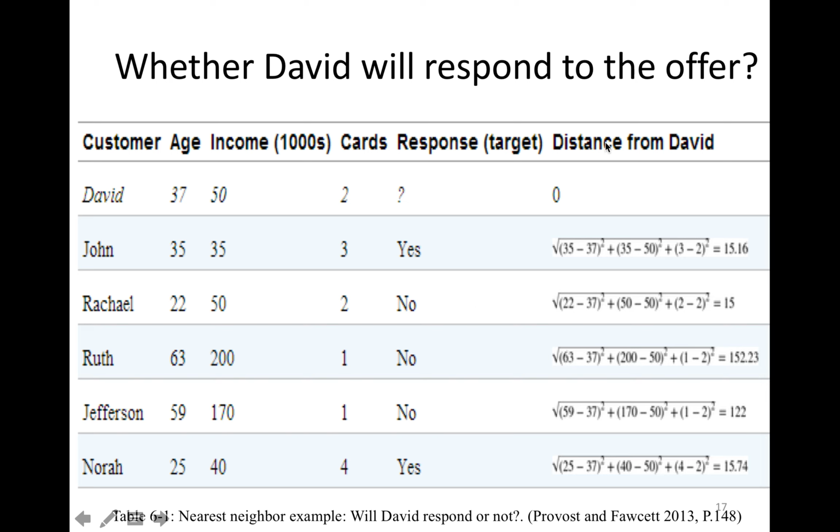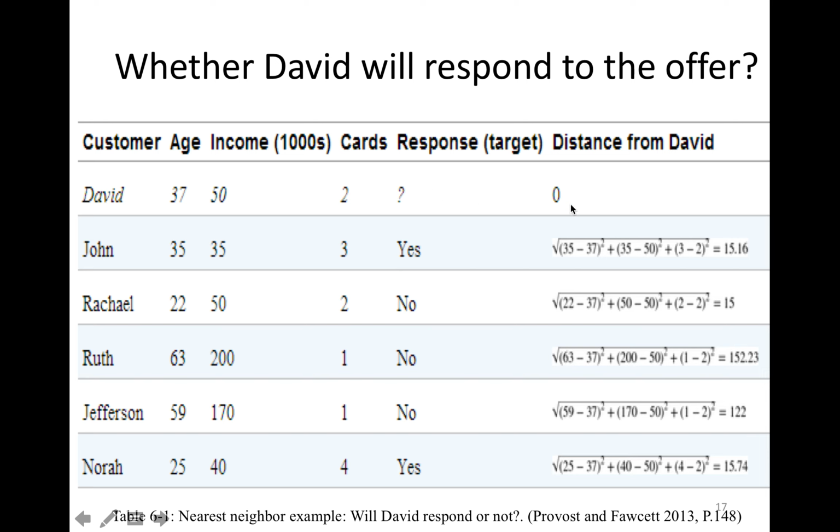type of banking offer. So now the focus is the new instance, David. You can assume this could be a new instance. David's age is 37, income is 52, and cards is 2. Because this is a new instance, we don't know David's response. Or we can assume David is a testing instance, and we're just hiding the response because we want to estimate it and then do evaluation.